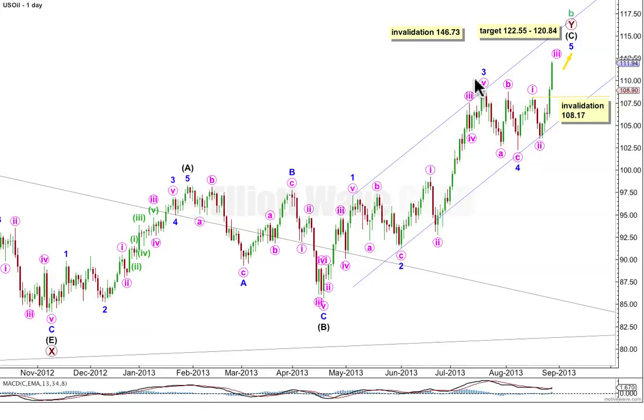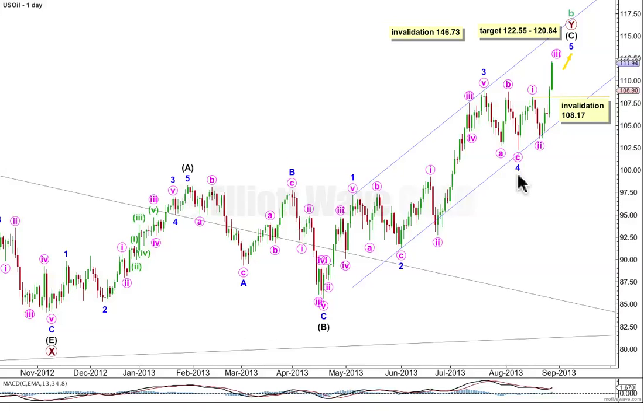A contracting triangle labelled A, B, C, D, E can't have the C wave move beyond the end of the A wave, so that's invalid. An expanding triangle labelled A, B, C, D, E needs D and E to move beyond the prior subwave in the same direction, so that's also invalid.